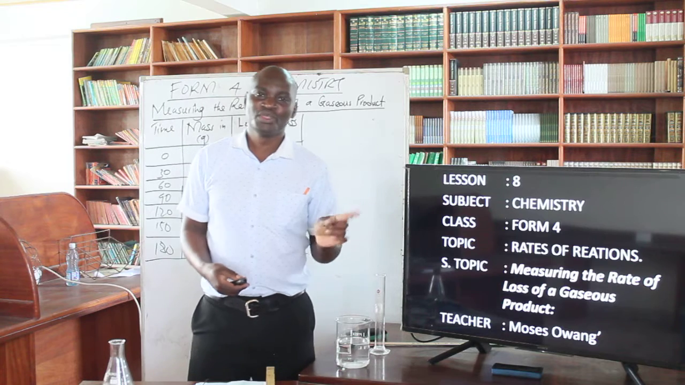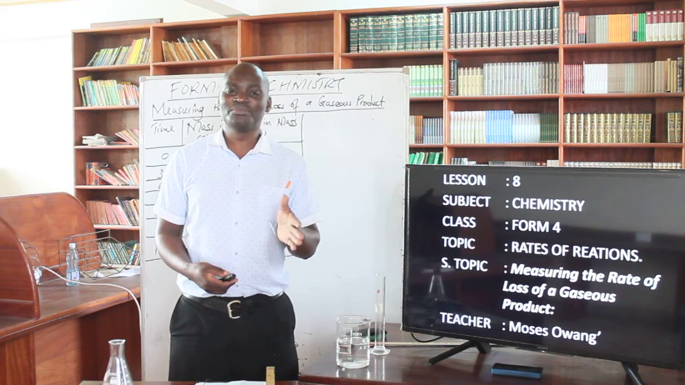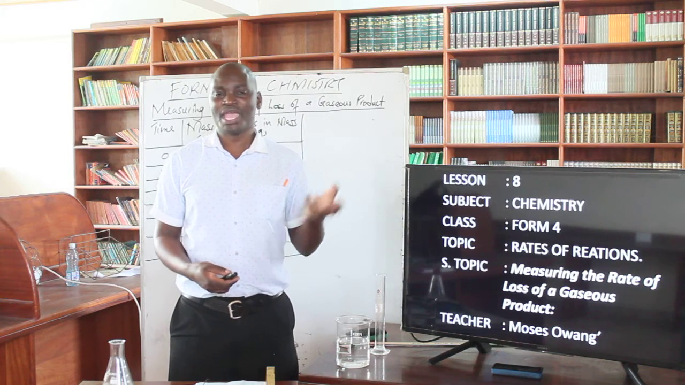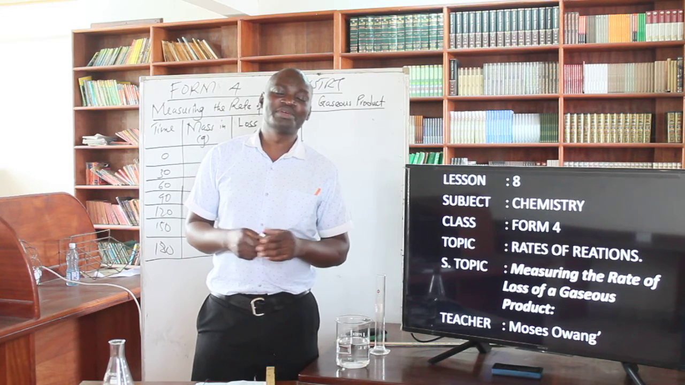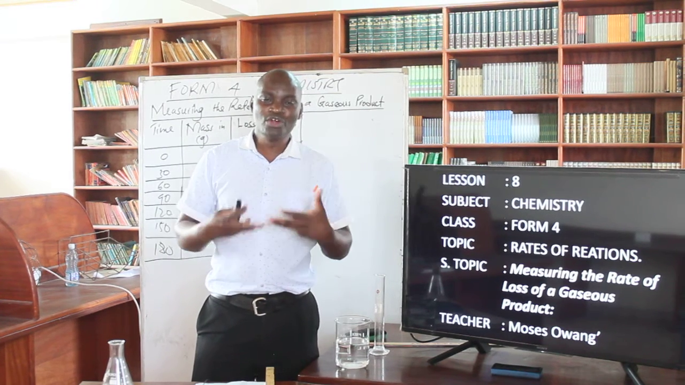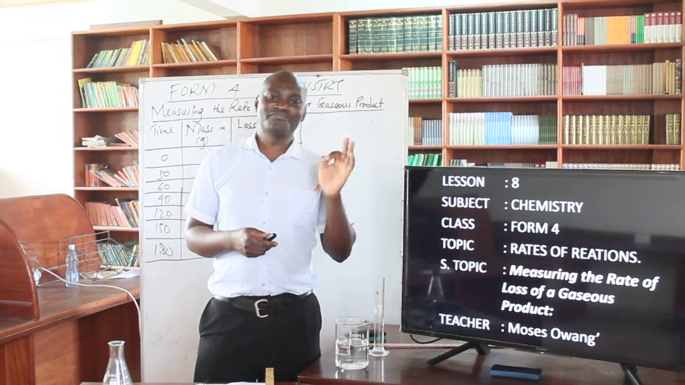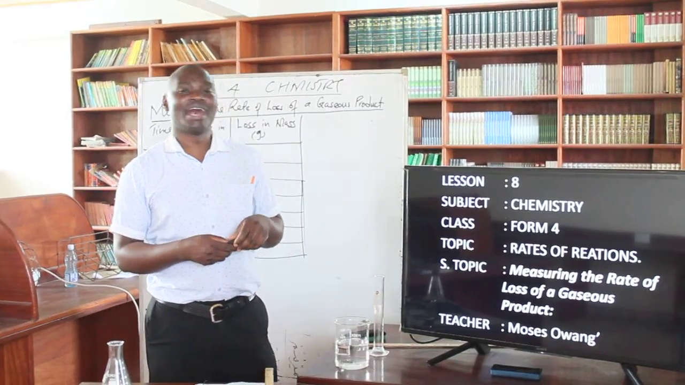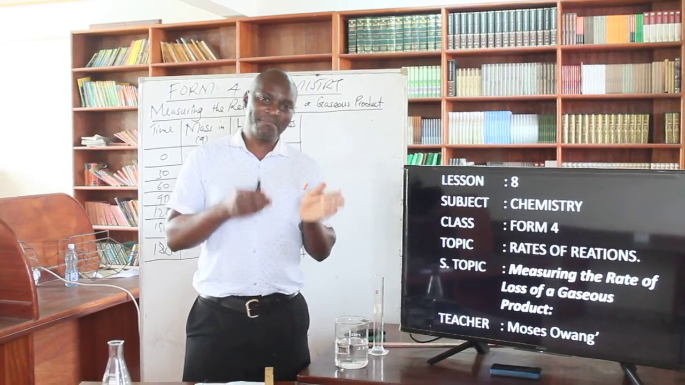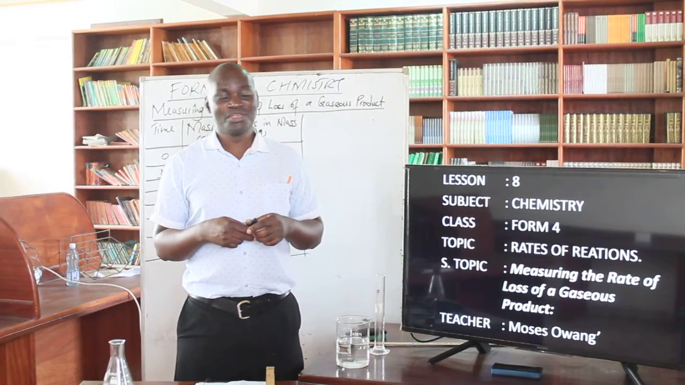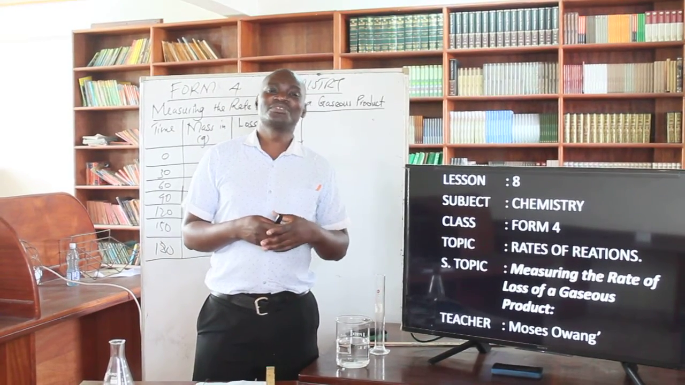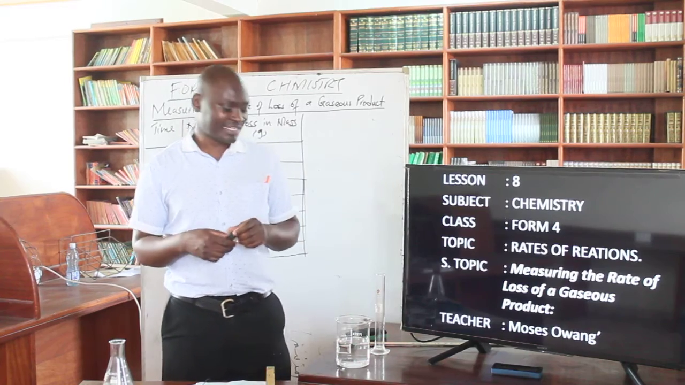Remember we said that you can measure the rate of a reaction based on how the reactants are used up. You can also measure the rate of a reaction based on the quantity of product formed at any given time. So you can base your rate on the rate of production of a gas or the rate of consumption of a given reactant.